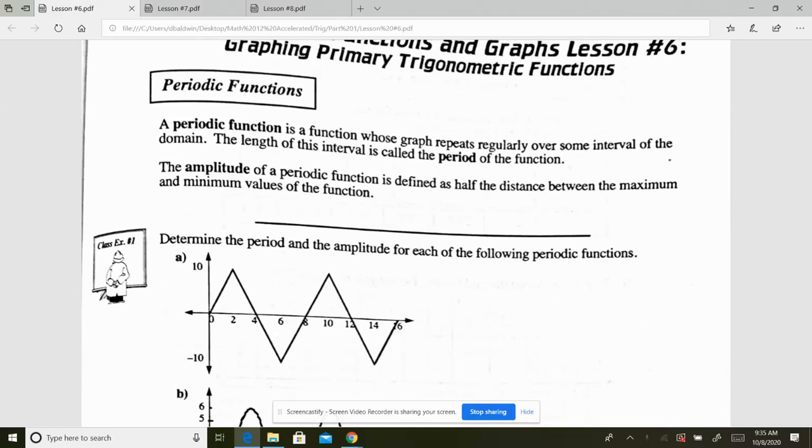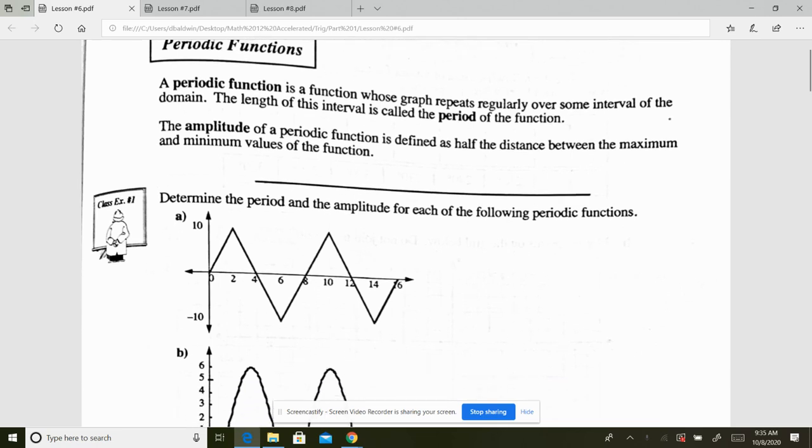We're going to pull off the graph. So, definition: these are called periodic functions because they repeat themselves. They're like wave functions. So the period is how often it repeats itself.